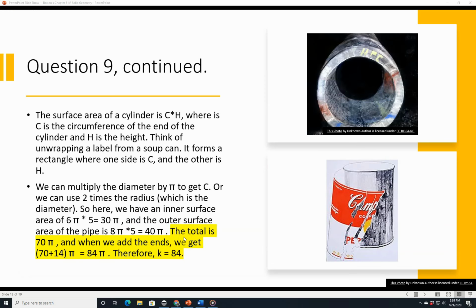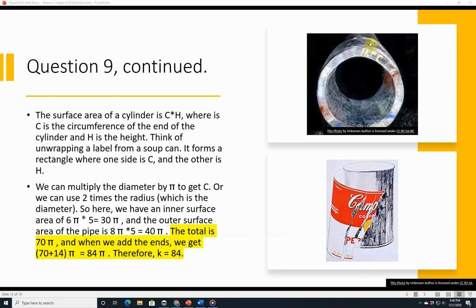Anyway, the surface area of a cylinder is C times H, where C is the circumference of the end of the cylinder and H is the height. So you can think of unwrapping the label from a soup can. It'd probably be better to do it a little more neatly than they do it in this picture here, but anyway. So it forms a rectangle where one side is C, the circumference of the soup can, and the other is H. The circumference would be the length of the soup label, and H would be the height of the soup label from the top to the bottom.